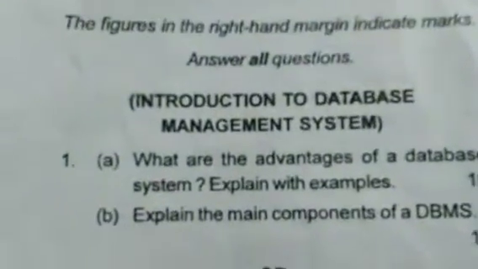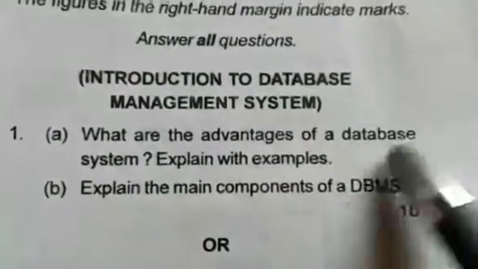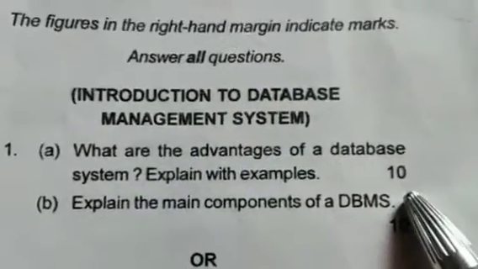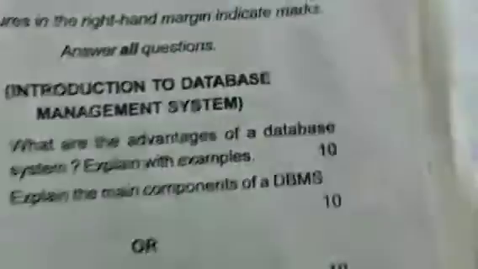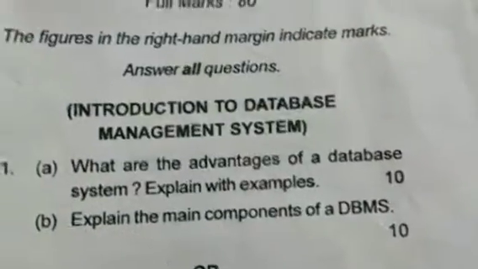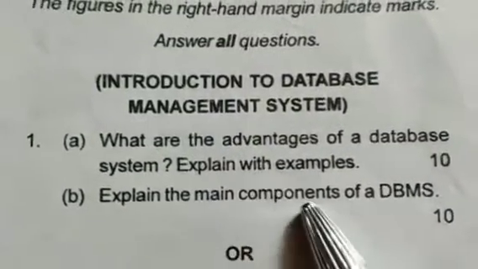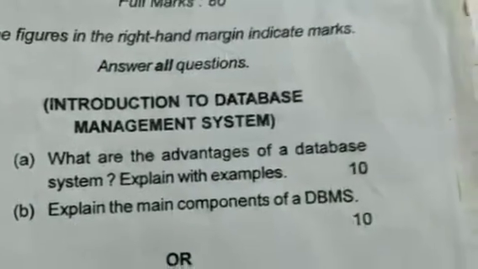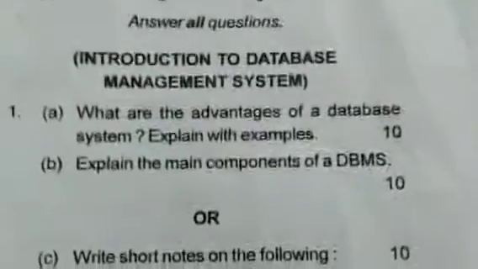Next question was 2012. In 2012 you are being asked, what are the advantages of database system, and explain with example. This is for 10 marks. Just define the database management system and also the advantages, that thing also we have discussed. And the next question is, explain the main components of a database management system. What are the basic components of the database management system? That thing also we have discussed.